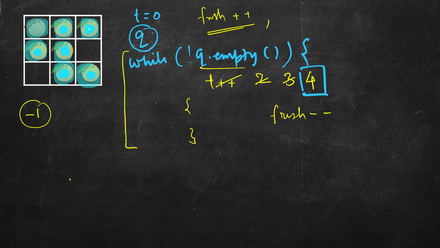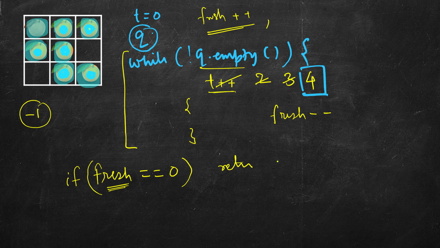And finally, what we need to do: if fresh is 0, that means we have contaminated exactly this number of oranges, then return this time which we were incrementing, else return -1. So this is very simple. If you understand it, it should be very easy to write the code. So let's begin writing the code.